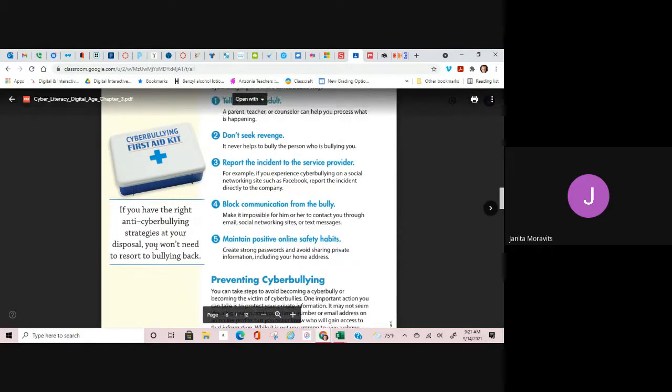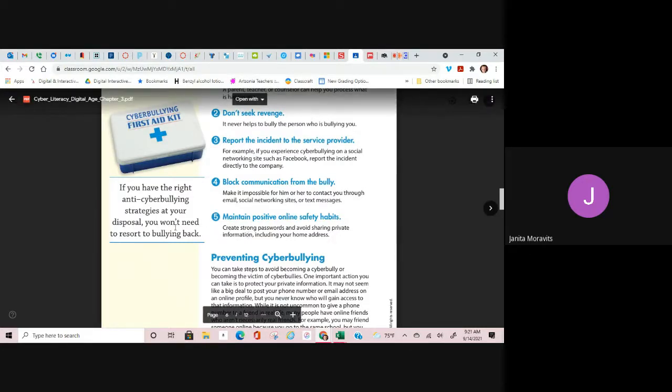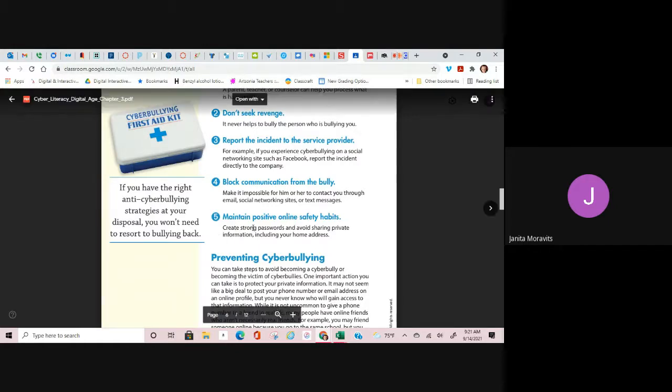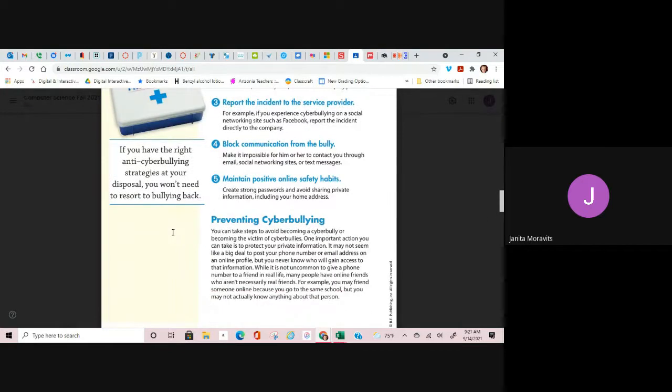And then number 5, and this is most important, maintain positive online safety habits. And we're going to talk more about those. We talked a little bit about that, but there are a lot of things that you guys need to be aware of about not sharing your personal information and making sure you have strong passwords and things like that. And we will definitely spend some more time on that.